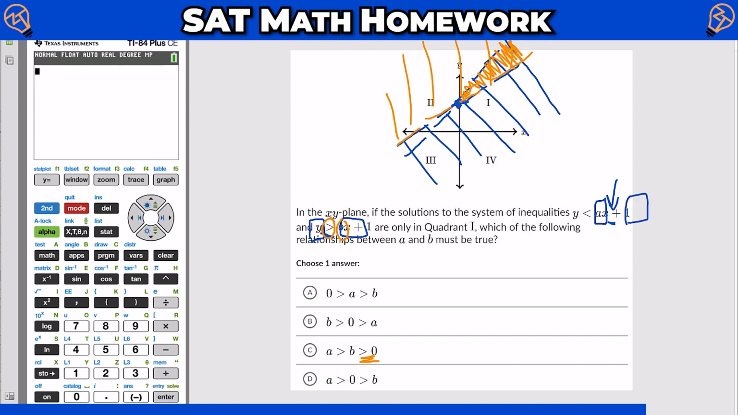And more specifically, notice that for this inequality, we already said that A should have a greater slope than B, and this is saying that A is greater than B, and both of which are greater than 0. So both are positive. So the correct answer is C.